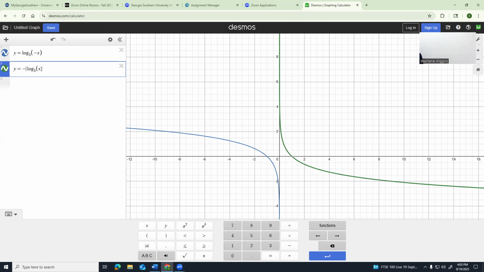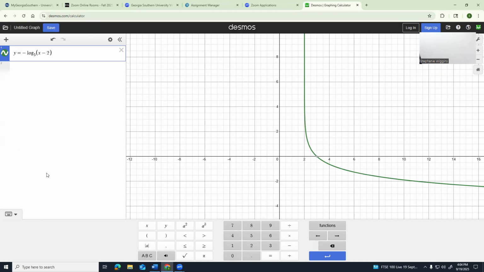And then you can do things like shift it around. So if I shift to the right by 2 units, you can see that the asymptote, which was the y-axis, gets shifted to the right, and now it's the line x equals 2. And so the domain of this function is going to be all x greater than 2.